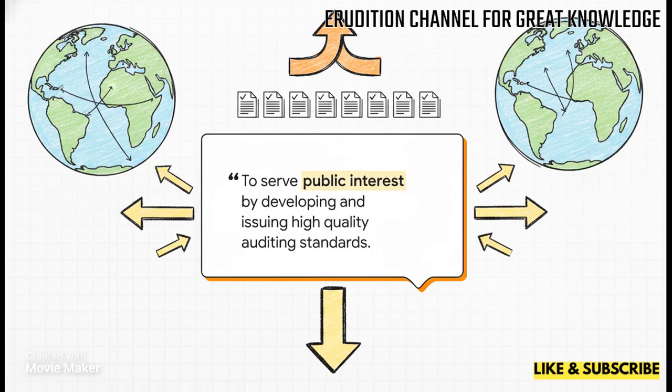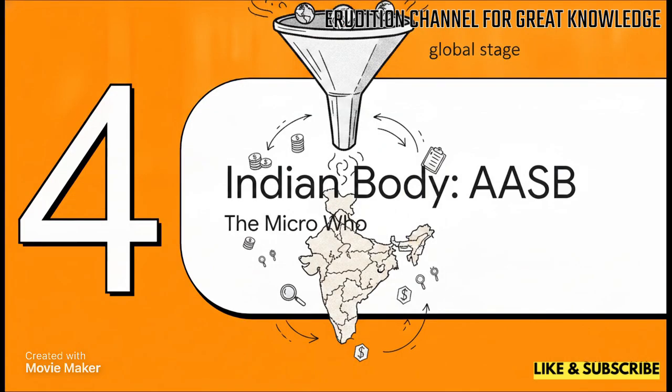Their mission statement brilliantly illustrates the IASB's core global objective. It says their goal is to serve public interest by developing and issuing high-quality auditing standards and by facilitating the convergence of international and national standards. Notice the focus there on words like convergence and uniformity. They literally want to strengthen public confidence globally by making sure everyone, everywhere, is essentially speaking the exact same auditing language.